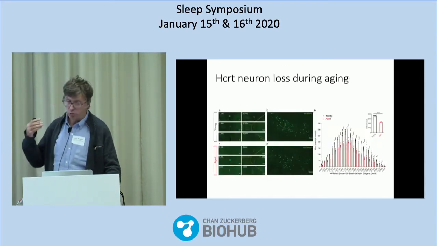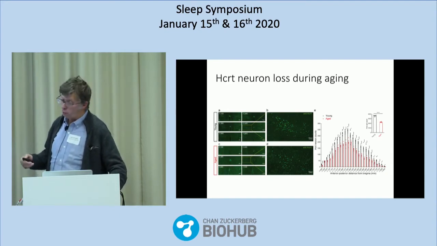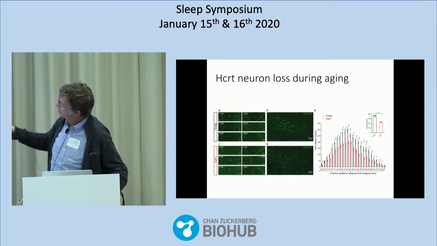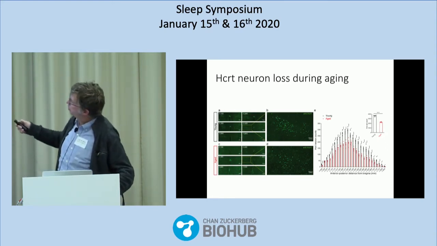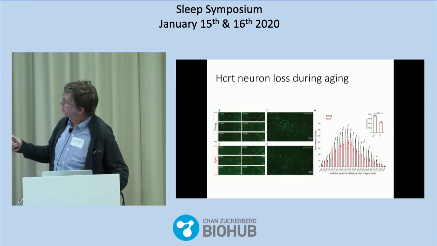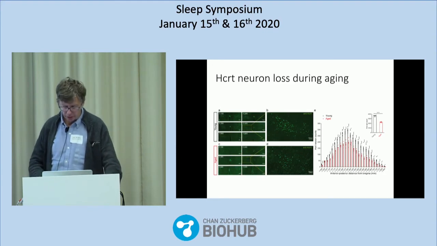The decreased signal could be due to many possible scenarios. One of them was that we had actually cell loss of hypocretins, and indeed this shows that the aged animals have a dramatic reduction in the amount of hypocretin neurons, about 20 to 30% reduction, which is much more profound than neighboring cells. So we have fewer hypocretin neurons in aged animals.